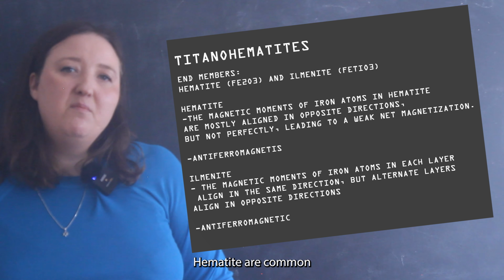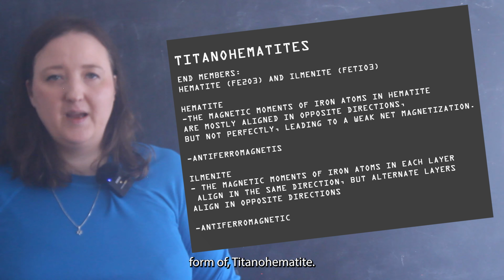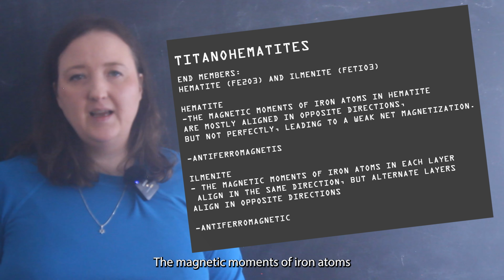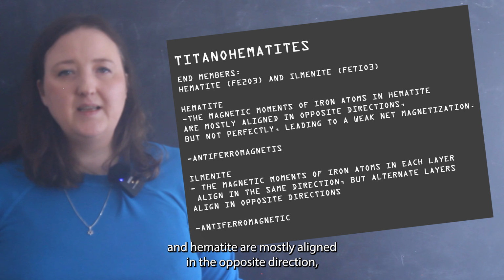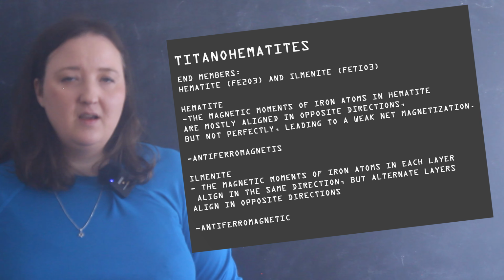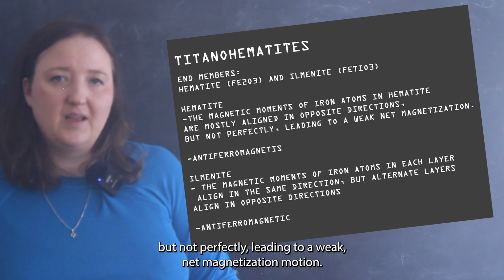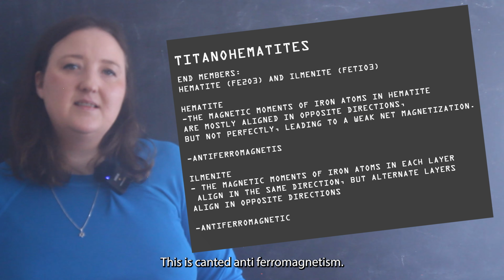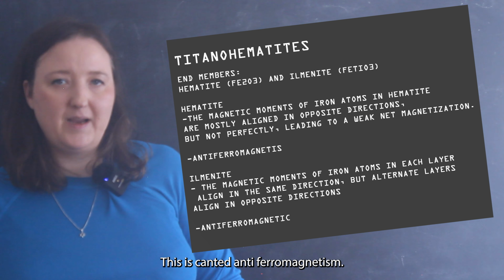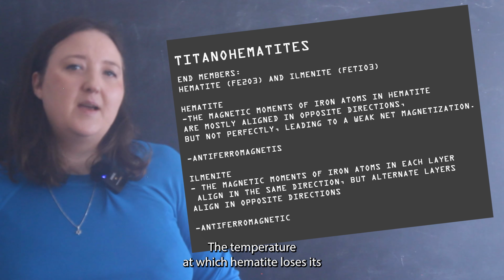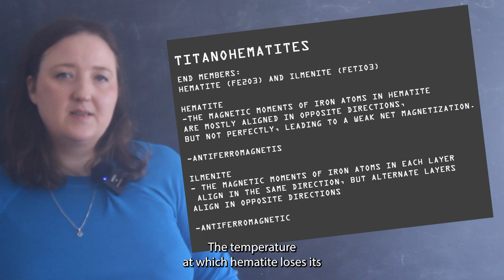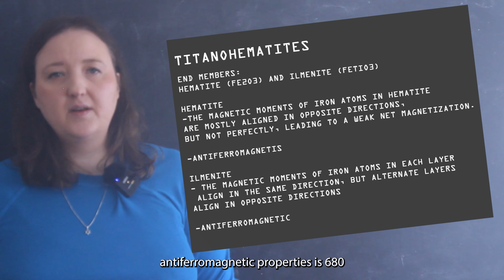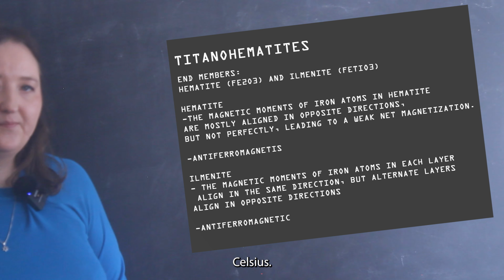Hematite is a common form of titanohematite. The magnetic moments of iron atoms in hematite are mostly aligned in the opposite direction, but not perfectly, leading to a weak net magnetization. This is called canted anti-ferromagnetism. The temperature at which hematite loses its anti-ferromagnetic properties is 680 Celsius.